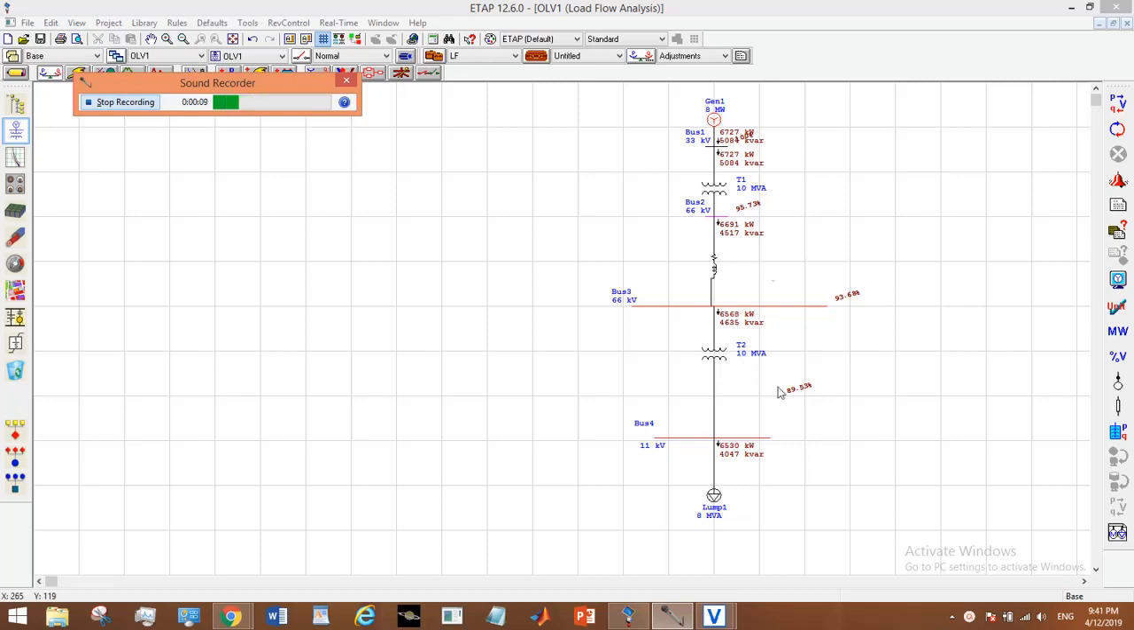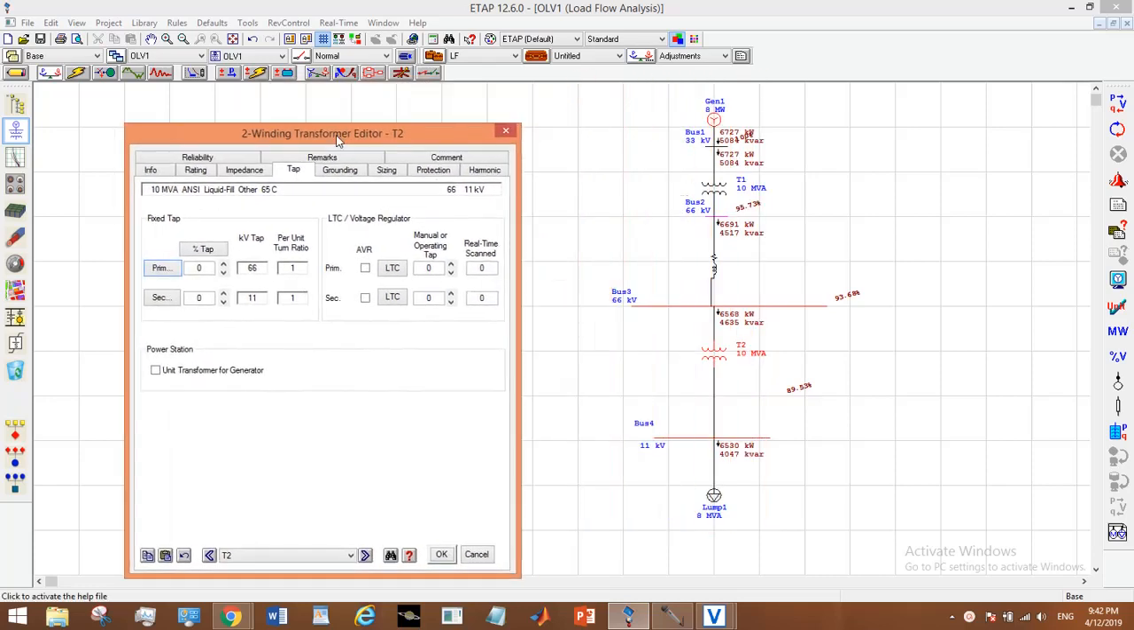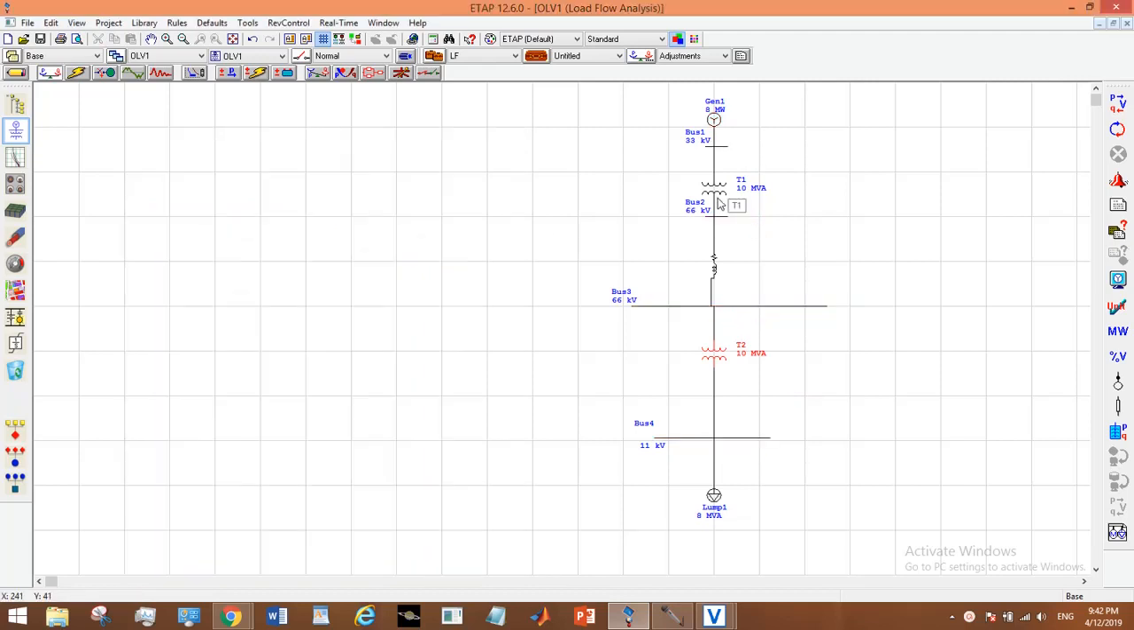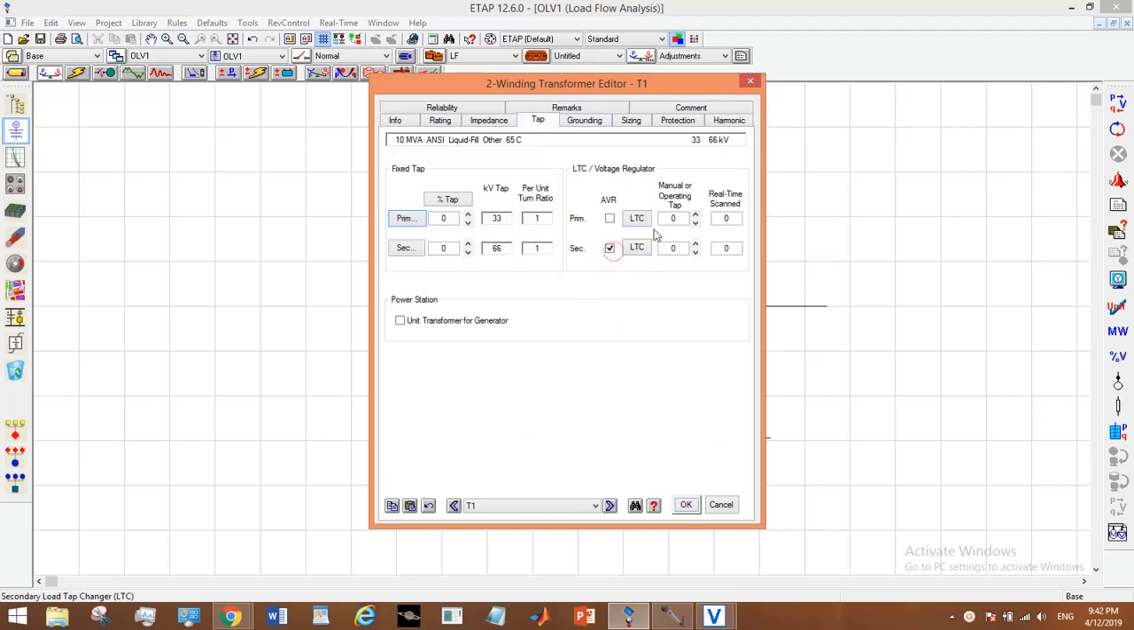Practically, to resolve under voltage issue, AVRs are installed at the HT side of transformers. So we will follow the same technique. This is my step down transformer, so providing tapping here, and this one is my power transformer, providing the tapping.